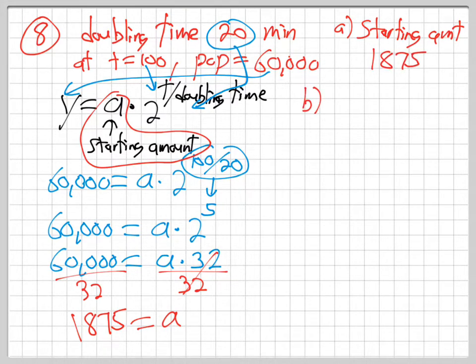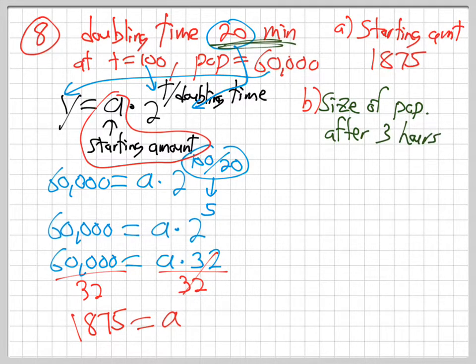Now, part b says find the size of the population after 3 hours. Now remember, we've been using minutes so far, so we have to change that to minutes. 3 times 60 equals 180 minutes.